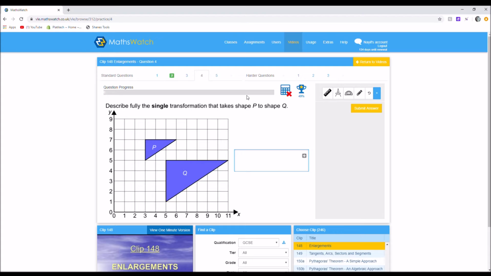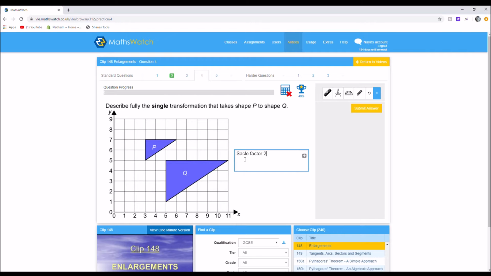So when it comes to an enlargement question like this, you can tell it's enlargement because the shape gets bigger, so that's the only transformation you can have. We want to try and find out the scale factor, so we look at each side. So this side was originally 3 and now it's become 6. So we know that the scale factor is 2.